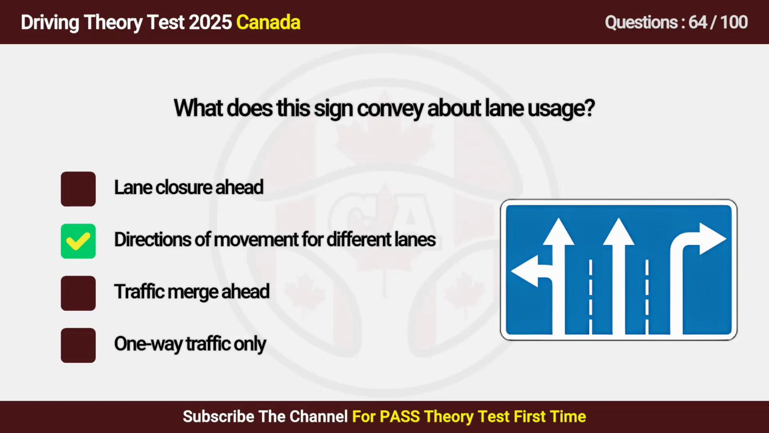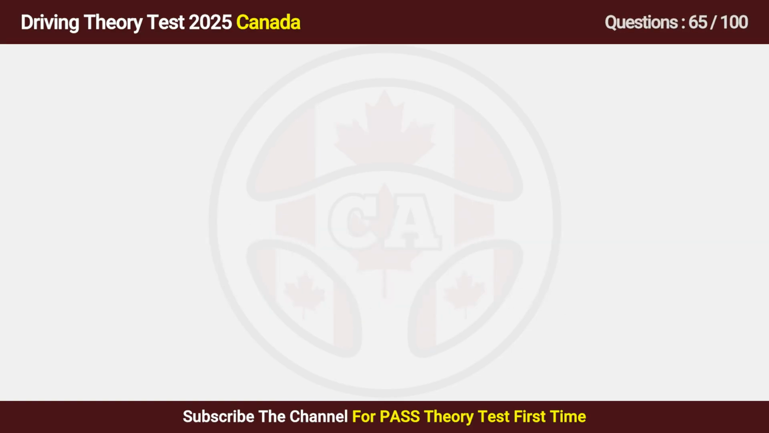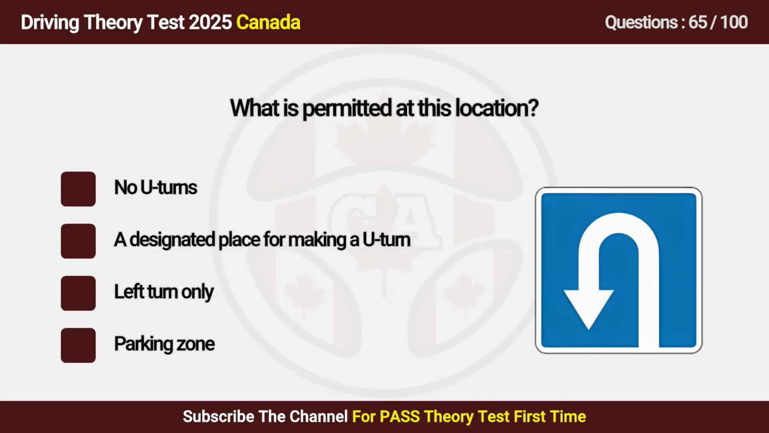Answer is B. Direction of movement for different lanes. This sign shows the permitted directions of movement for vehicles in specific lanes ahead, helping drivers choose the correct lane for their intended turn or path. Question 65. What is permitted at this location?